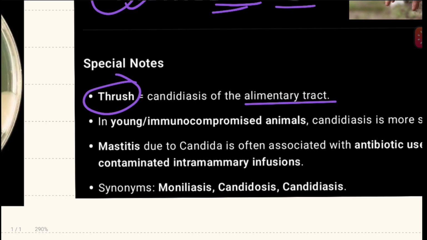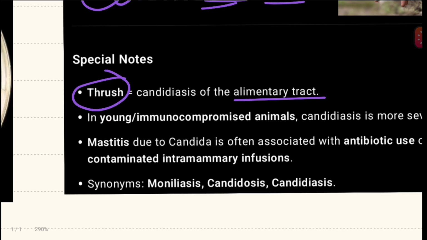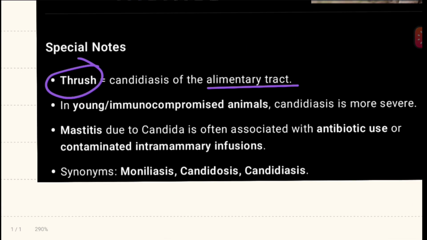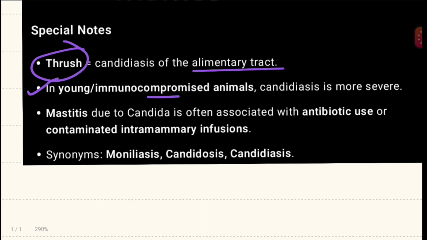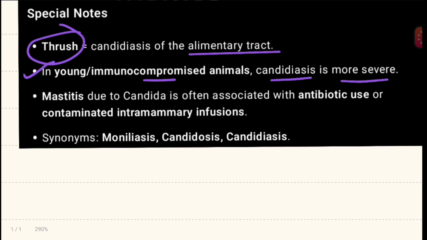So this is, in general, the Candidiasis of the alimentary tract, called thrush, and mainly this name has been given in birds. And this is, as we already discussed, more severe in young and even compromised animals, with synonyms such as moniliasis, candidosis, and candidiasis.